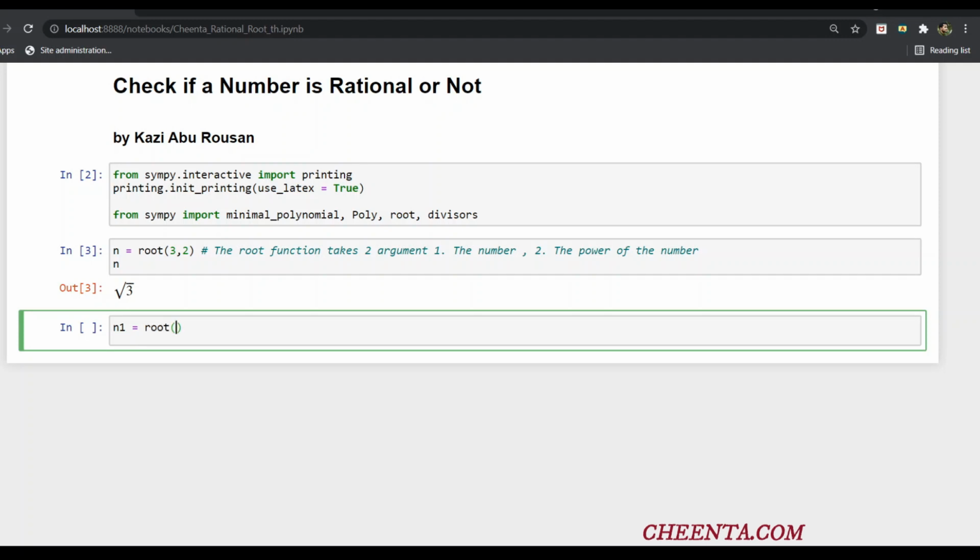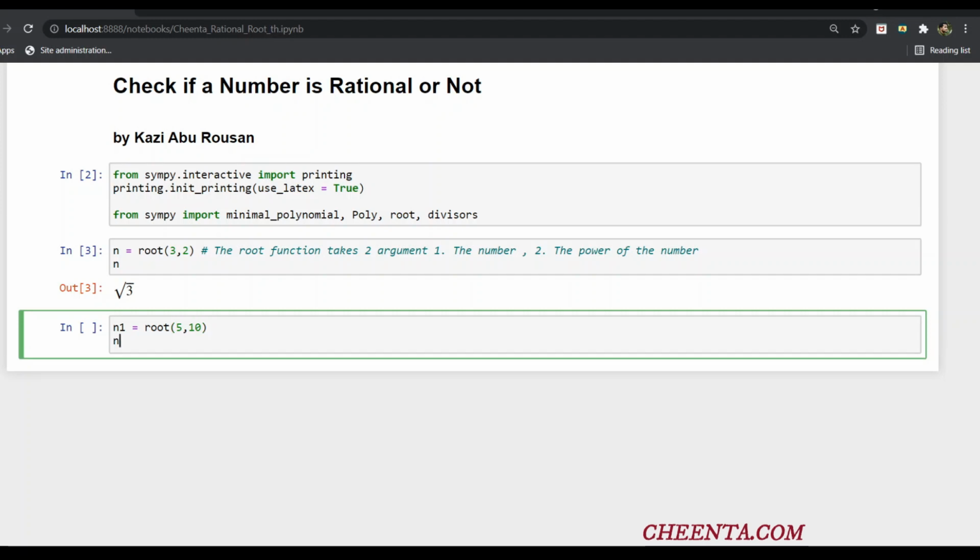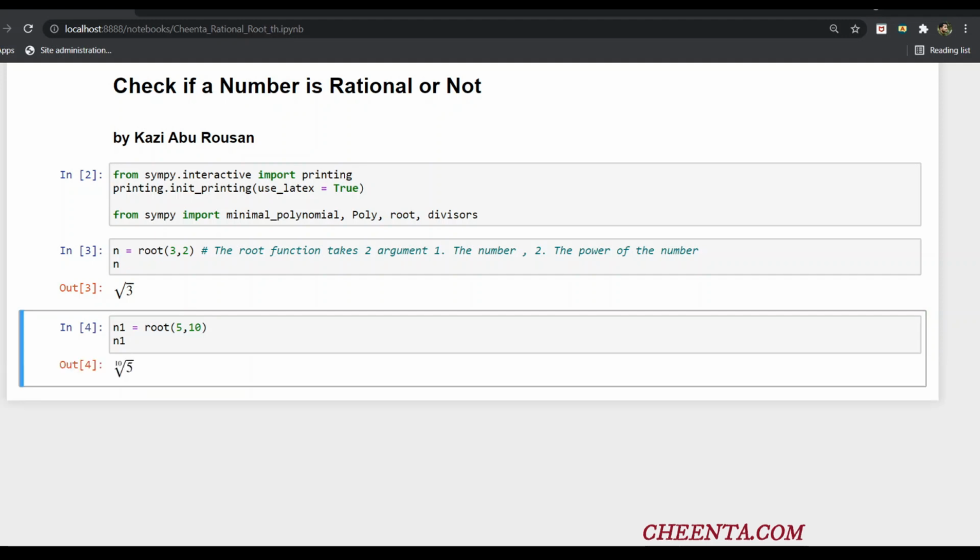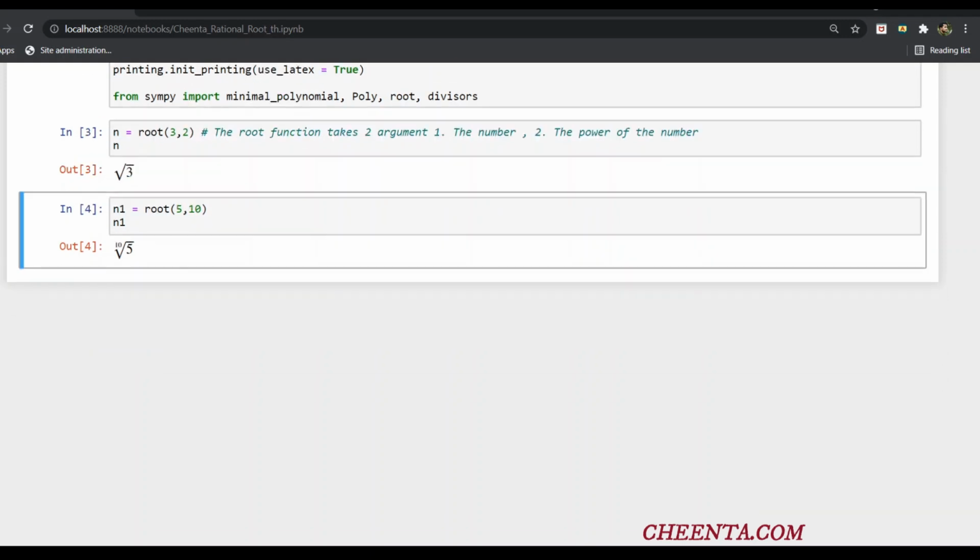You can use any power like 5, and suppose I have written here 10, and let me print out this particular thing. If I run this, you will see I will get 5 to the power of 1 by 10, so the 10th root of 5. I am taking that particular thing.